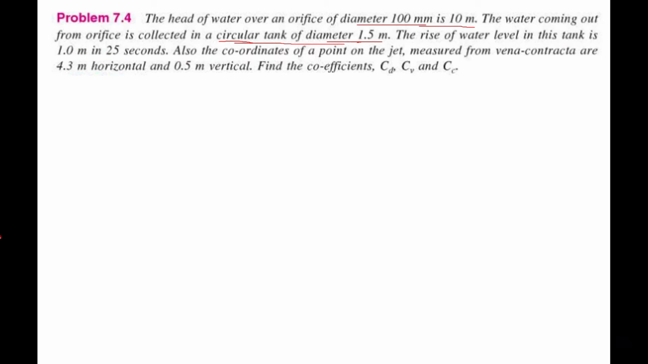Also, the coordinates of a point on the jet measured from the vena contracta are 4.3 meter horizontal and 0.5 meter vertical. Find the coefficients CD, CV and CC. Look here, all the coefficients are being asked in this problem. So read the problem carefully and note down the given data. Then draw the figure for this one.